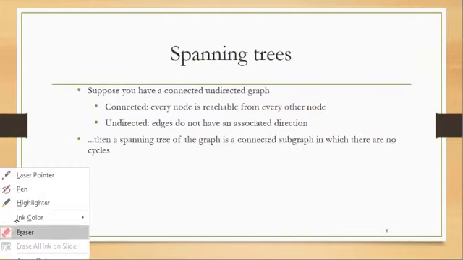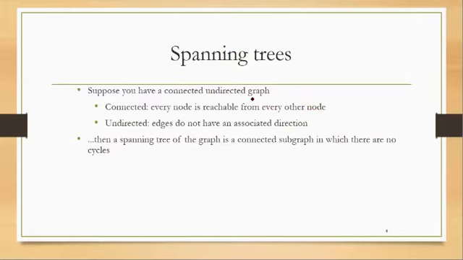Suppose you have a connected undirected graph. Connected means every node is reachable from every other node. Undirected means edges do not have an associated direction. Then a spanning tree of the graph is a connected subgraph in which there are no cycles. Another important thing is that in a spanning tree there should be no cycles and H should be a subgraph of G. If there are no cycles, it is a tree basically. And H should also contain all the vertices of G.